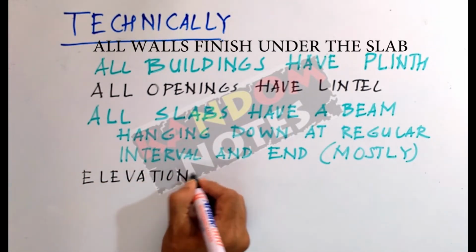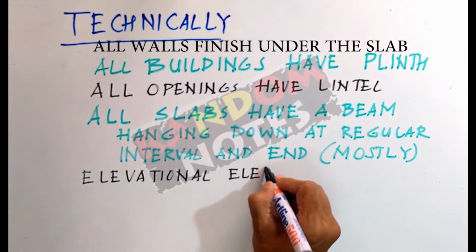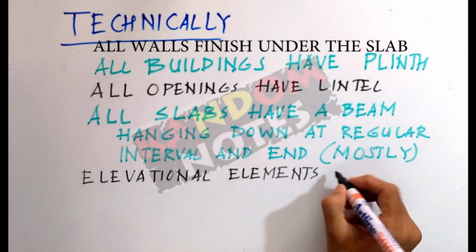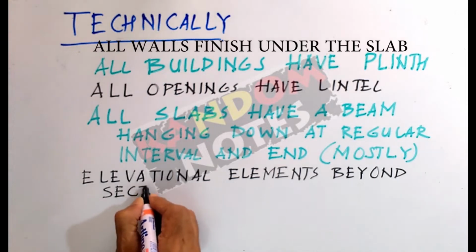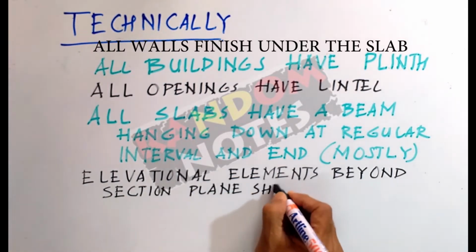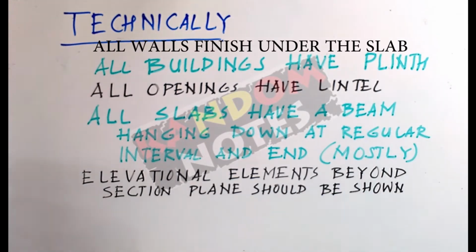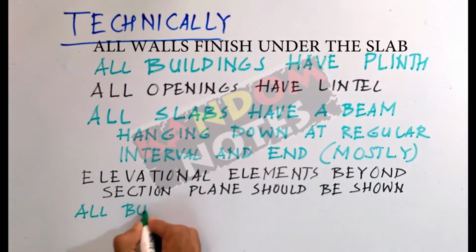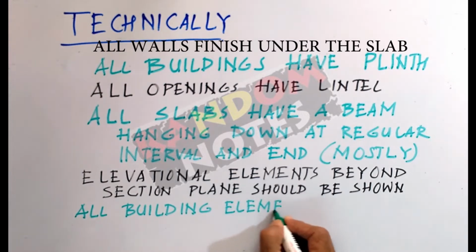When a building is cut in section, some of the elements beyond the section plane are visible as elevation. This should always be shown. This helps in a better understanding of the situation at a floor level. And finally, all building elements have a certain thickness or dimension. Always depict that correctly.